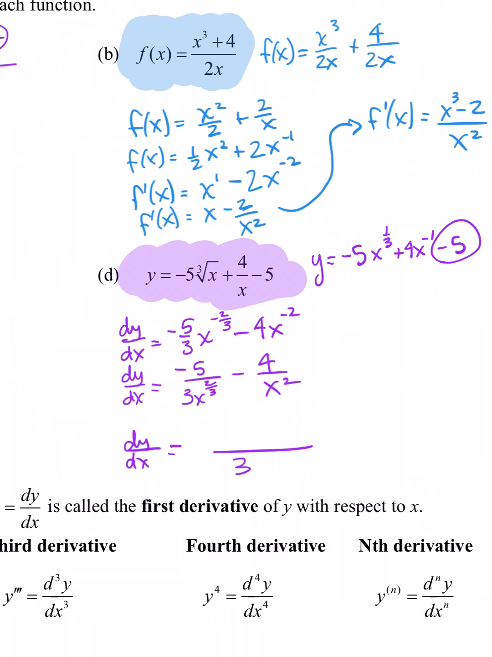My common denominator is going to be 3x squared, which means that this fraction over here is going to have to be multiplied by 3 on the top and the bottom. And this fraction over here is going to need to be multiplied by x to the 4/3. I will be more than happy to explain how I got that. If you're not quite seeing it, ask me about it on Friday. So my numerator is now negative 5x to the 4/3 minus 12, over the common denominator.